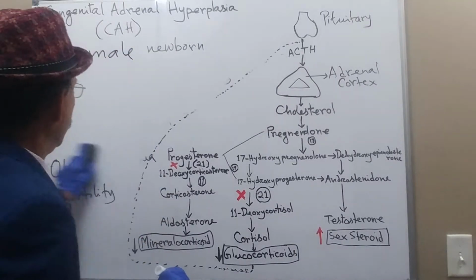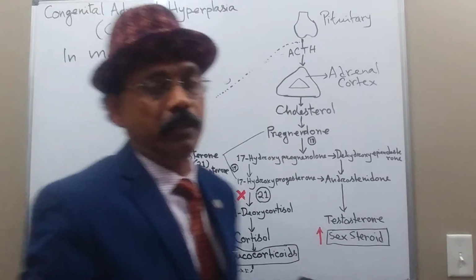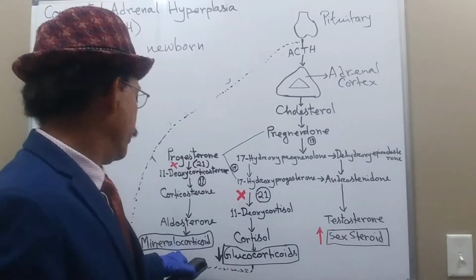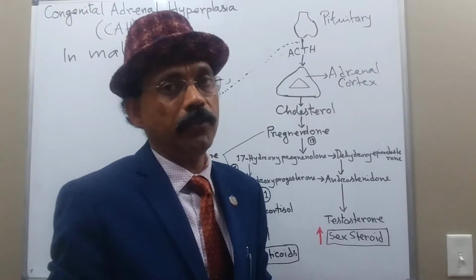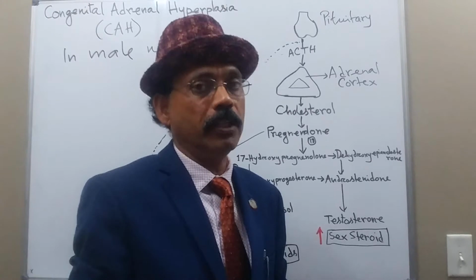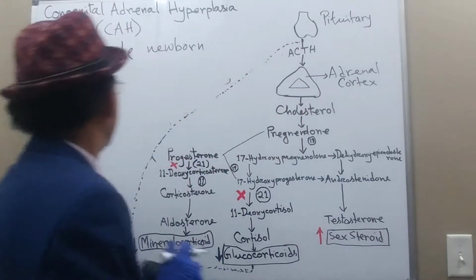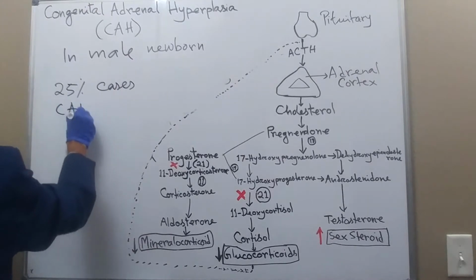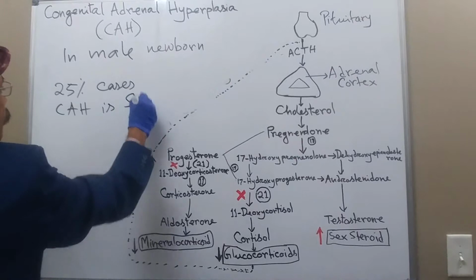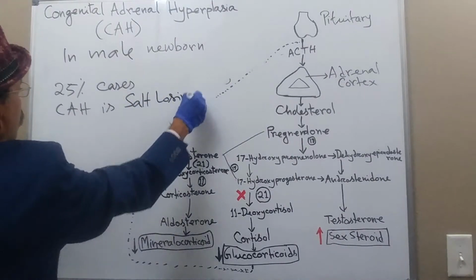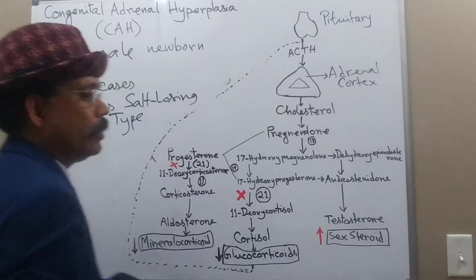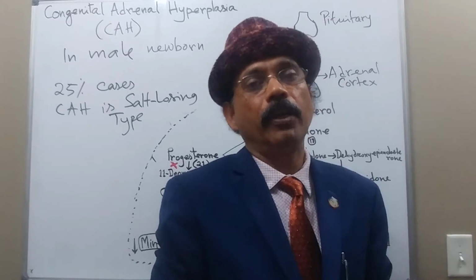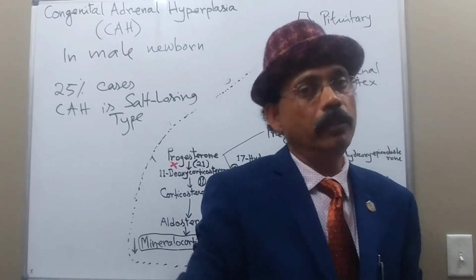In a male newborn, it seems to be a normal appearance at birth. Usually it is unnoticed if it is not a salt wasting type. If it is associated with salt wasting, there may be an adrenal crisis 2-3 weeks later because of loss of sodium. So in both male and female, around 25% of cases are the salt losing type of congenital adrenal hyperplasia. There will be loss of sodium, so the patient will develop hyponatremia, hyperkalemia and dehydration. This leads to adrenal crisis.